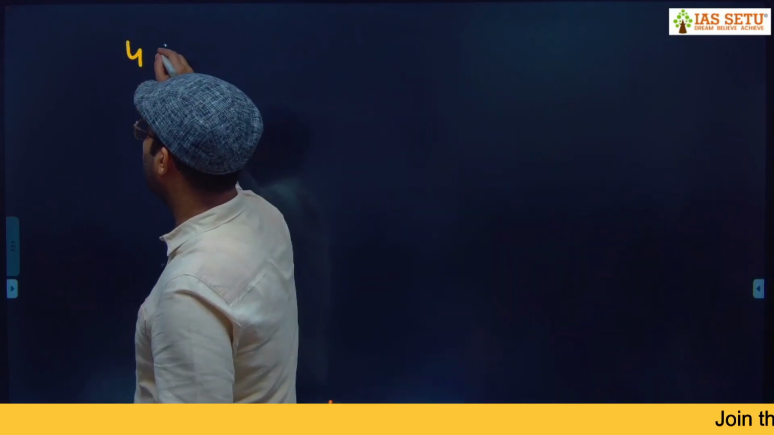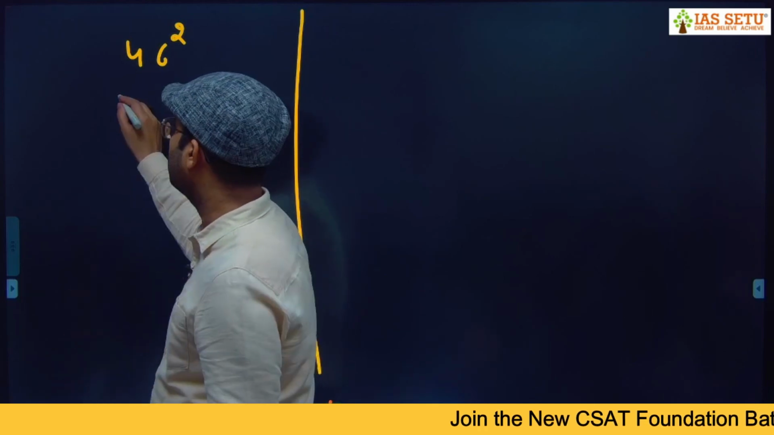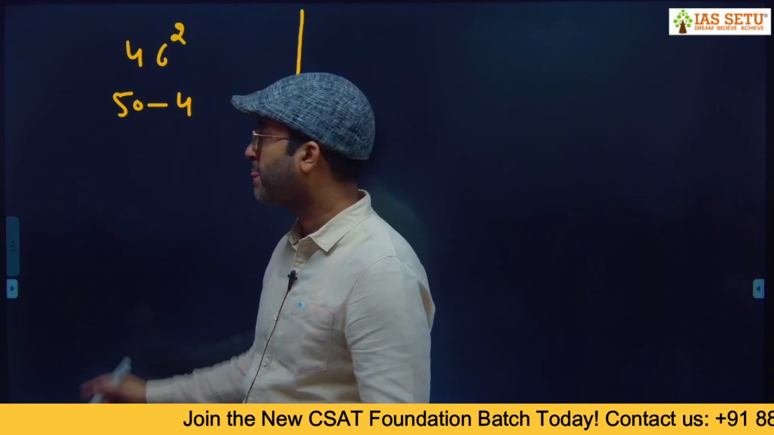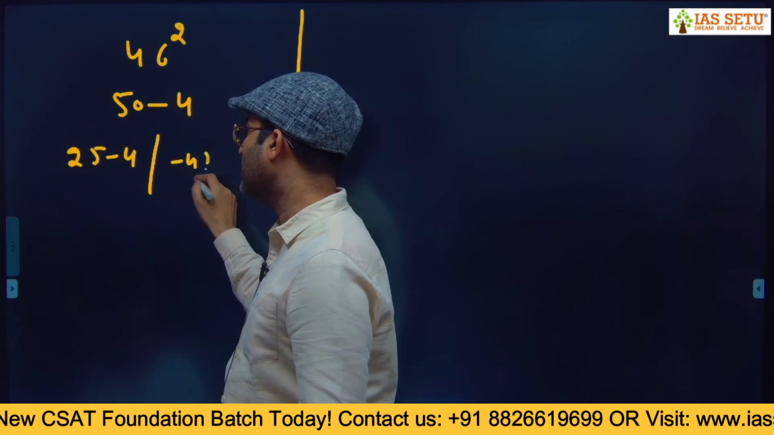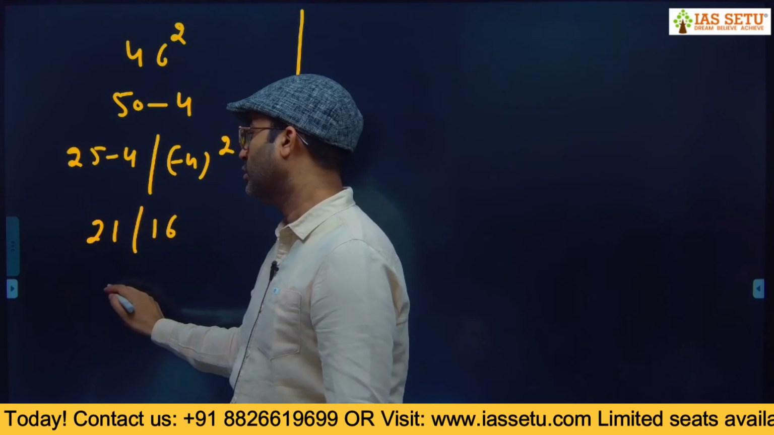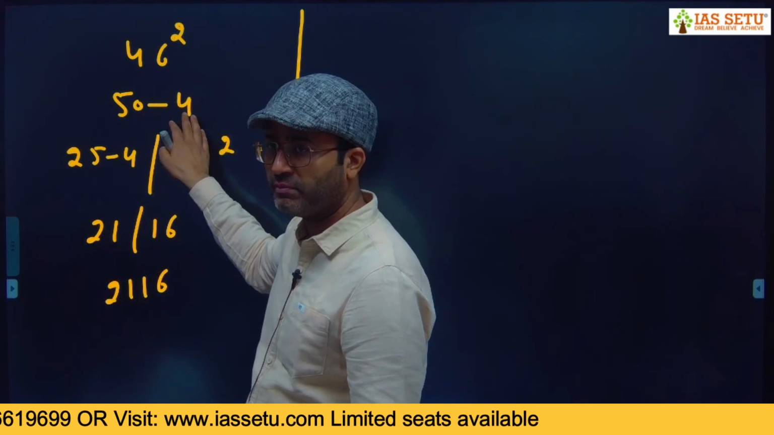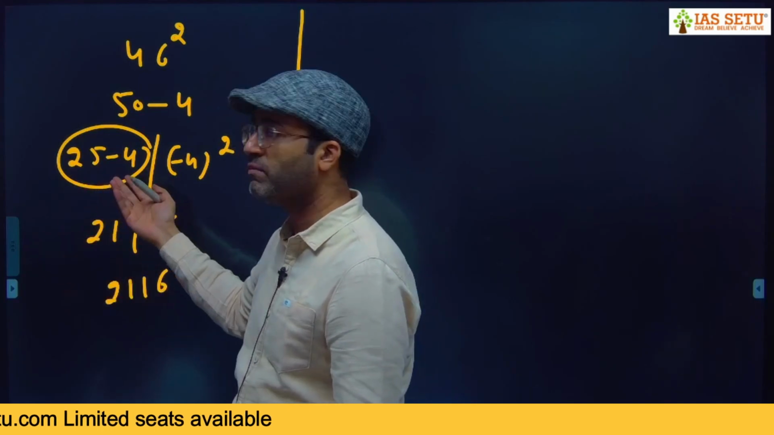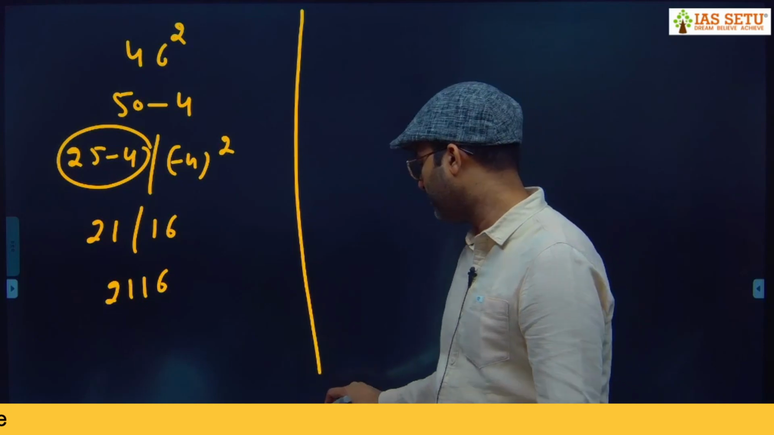Like here 46 square. Here also we take 50 as a base. It is 50 minus 4. Then totally same. 50 becomes 25. So it is minus. So minus 4 square. So it is 21. What is 4 square? 16. So 2116. If it comes minus, we take minus. 50 minus 4, so here 25 minus 4. If plus, then plus. If minus, minus. And minus 4 square is 16. That will happen.